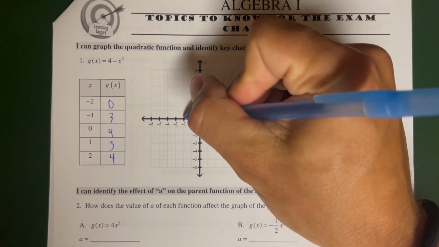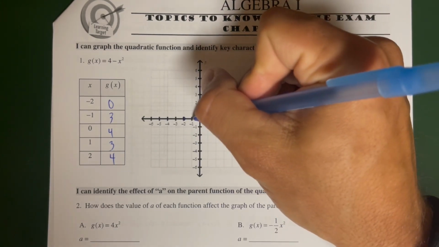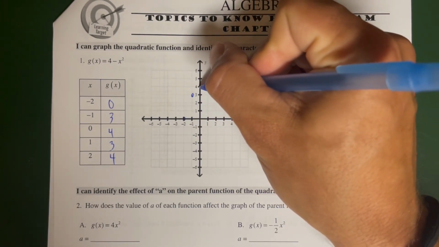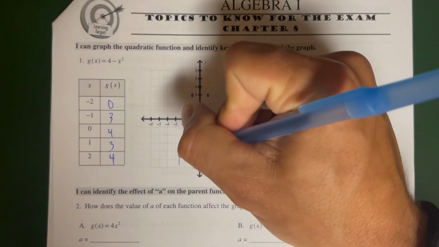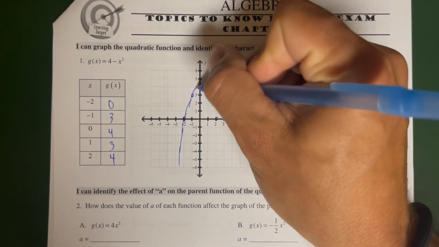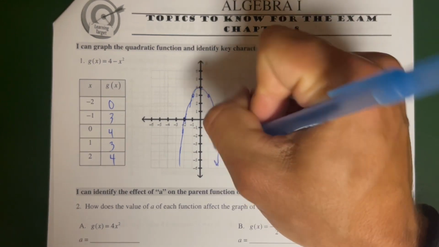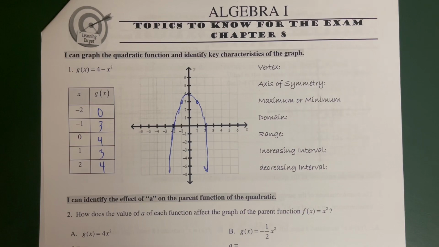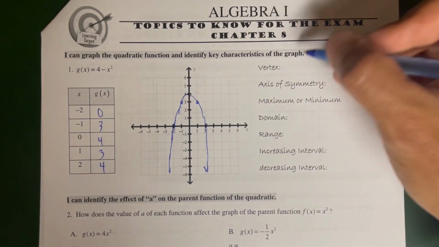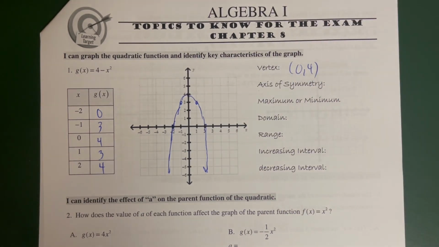In our table it's going to be 0, 3, 4, 3, 0. Negative 2, 0 is here. Negative 1, 3 is here. 0, 4, 1, 3, and sorry, 2, 0. Sketch a nice little parabola. It's going to look something like this. The vertex is the point at the very top or the very bottom, so this point at the very top is going to be 0, 4.